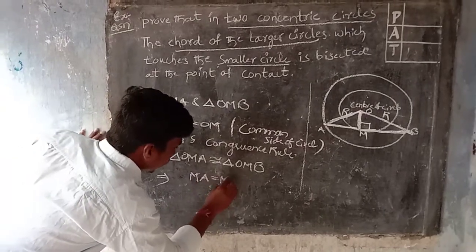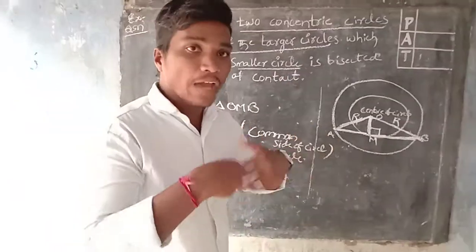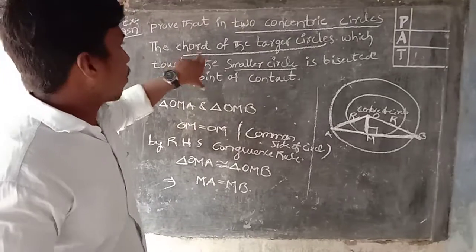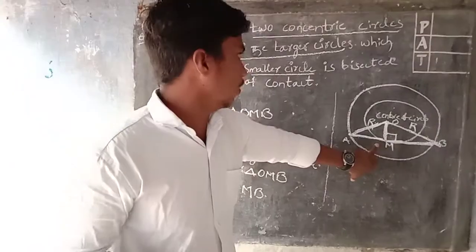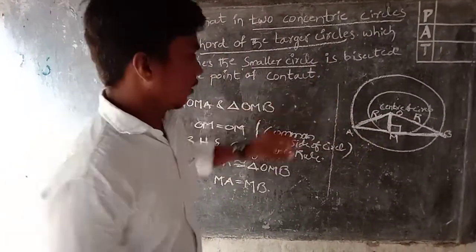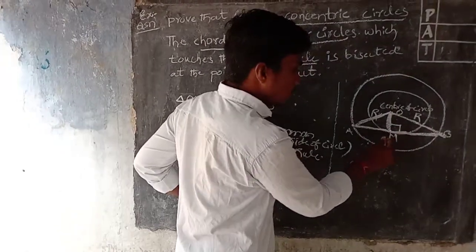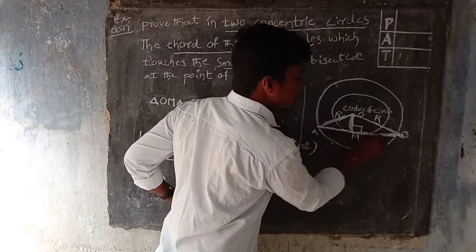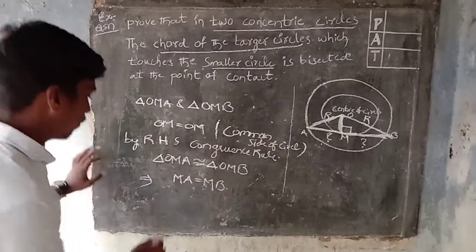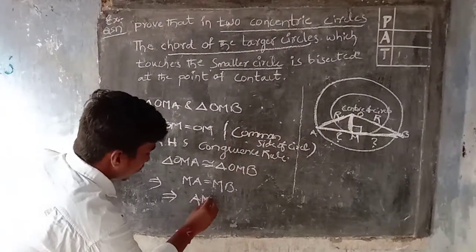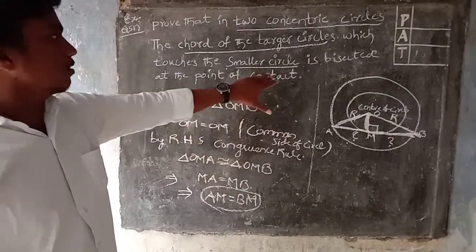MA equals MB. Observe clearly what we have to find in this question: the chord of the larger circle which touches the smaller circle is bisected at the point of contact. This is the point of contact, M. So we have to find AM equals BM. So AM equals BM. This is the required solution to this problem.